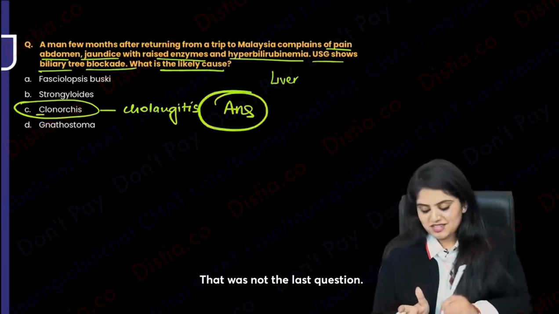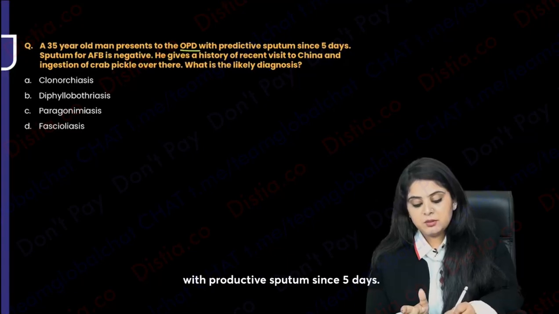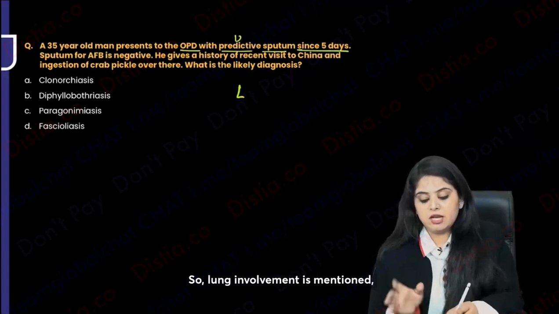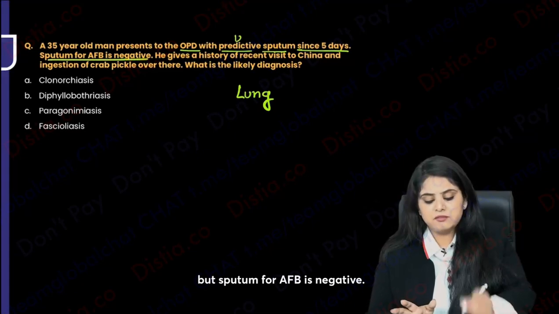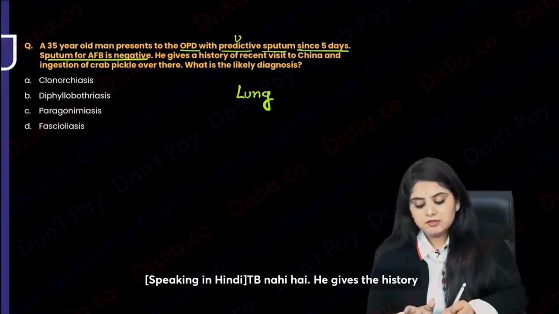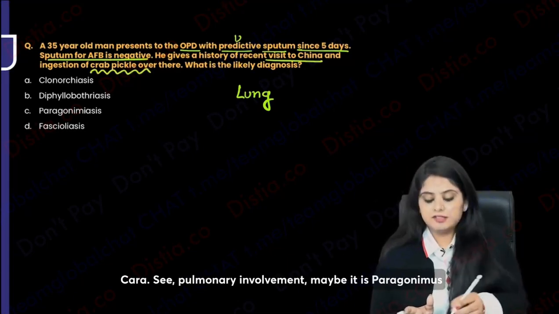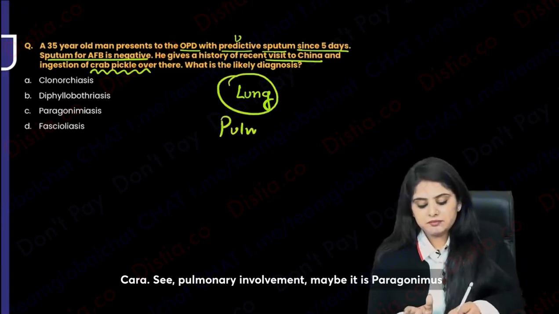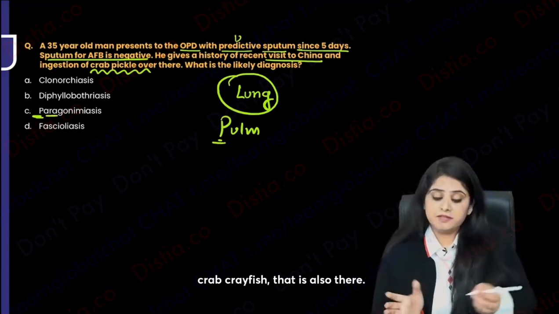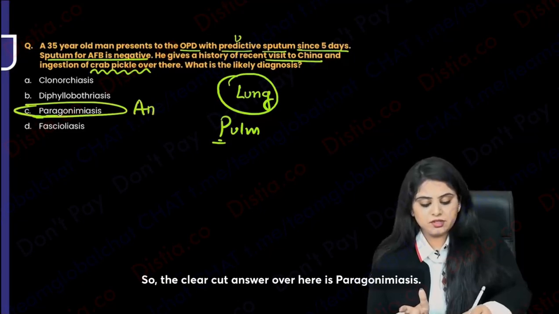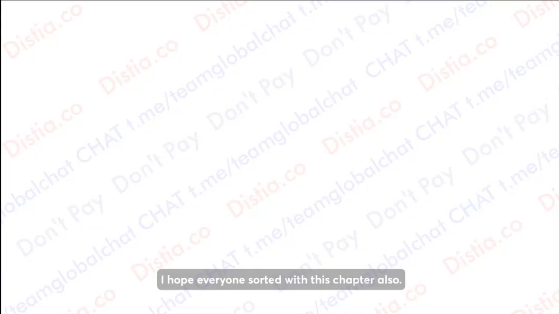That was not the last question. We have one more question with us. There's a 35-year-old man who presents to the OPD with productive sputum since 5 days. So lung involvement is mentioned. Productive sputum, in our country I think of TB, but sputum for AFB is negative. TB is not it. He gives a history of recent visit to China and consumption of crab pickle, crayfish. See, pulmonary involvement is there. Maybe it is Paragonimus, and Para is because of something to do with crab, crayfish, that is also there. So the clear-cut answer over here is Paragonimus. I hope everyone is sorted with this chapter also.